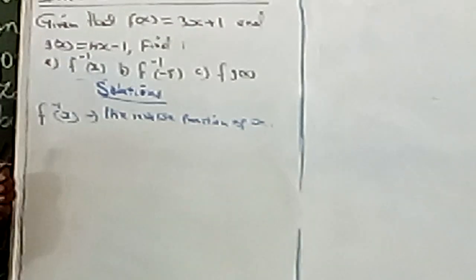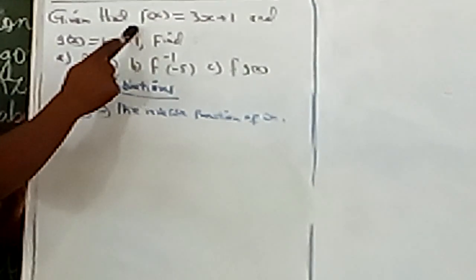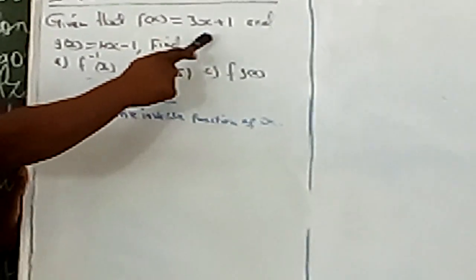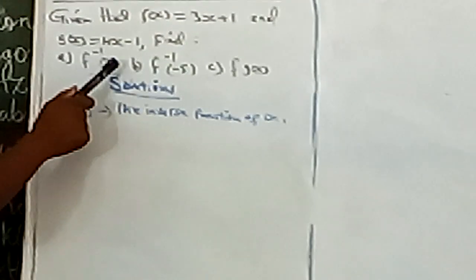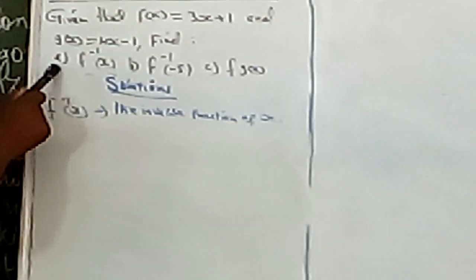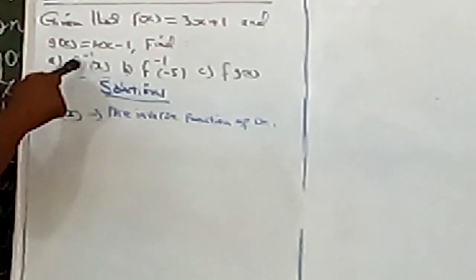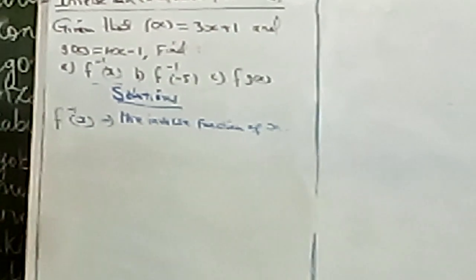So we're given two functions here. We are given f of x equals 3x plus 1 and g of x equals 4x minus 1. Now you are asked to find number A, the f inverse of x, or the inverse function of x. Okay? So let us see the solutions.